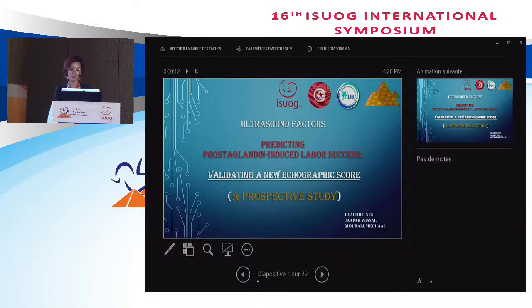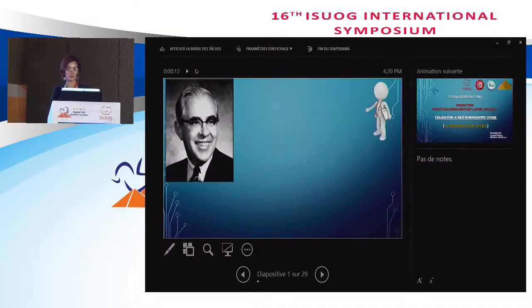University Hospital of Bizerte in the north of Tunisia. And today I will present ultrasound factors predicting prostaglandin-induced labor success, validating a new echographic score. It's a prospective study.